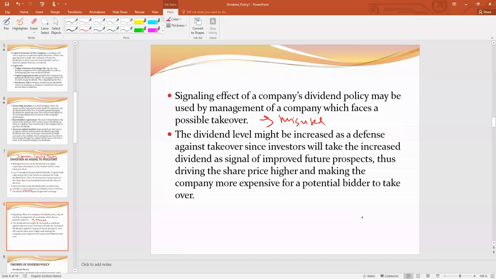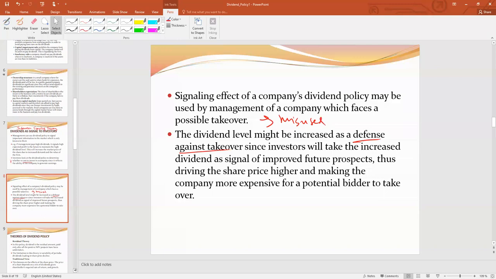As I mentioned, the dividend policy can be used as a defense against any potential takeover. The company pays a high dividend, and they know they won't be able to pay it in the future. However, let's just pay it, so that we dissuade this potential acquirer by driving the share price very high, to make it very expensive for the acquirer to acquire the stake they wanted to acquire in the company. That's what we call the information signaling theory.